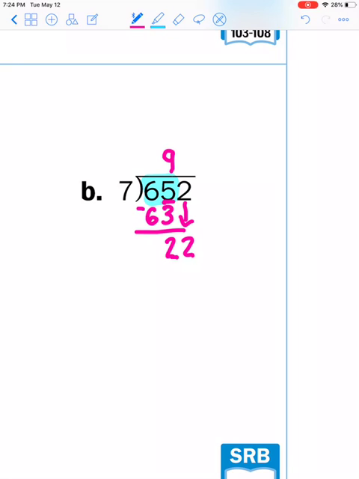Again, 22 is not a multiple of 7, but I can get close by doing 3 times 7, which would give me 21, and I'm left with a remainder of 1.